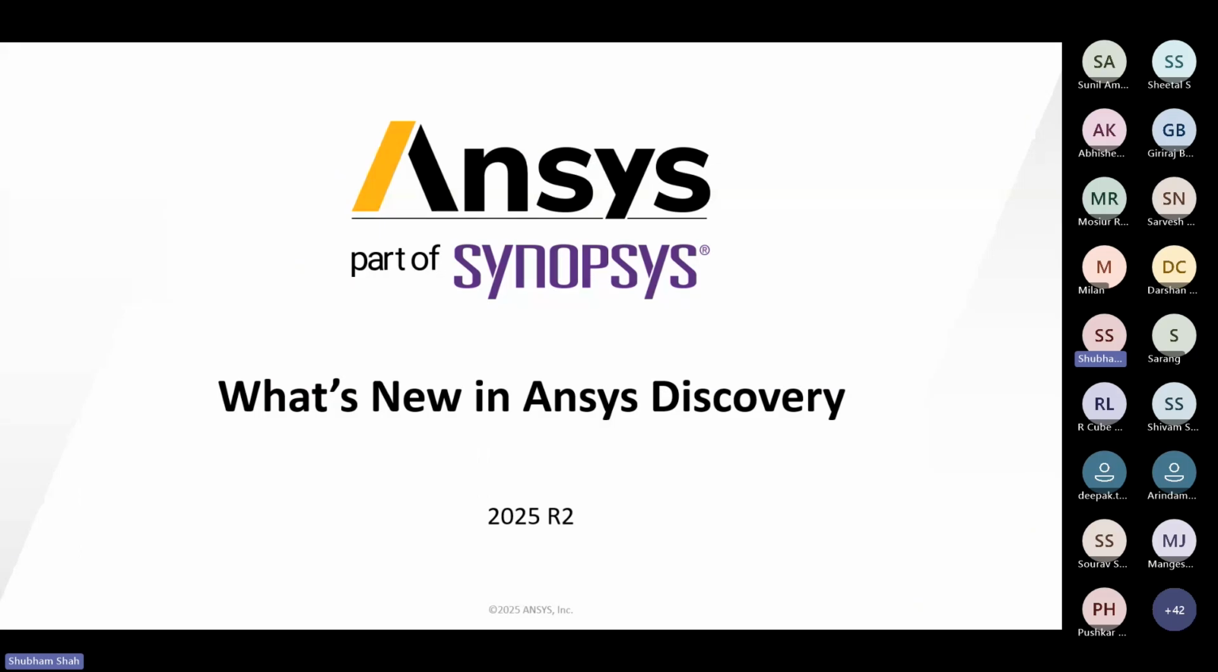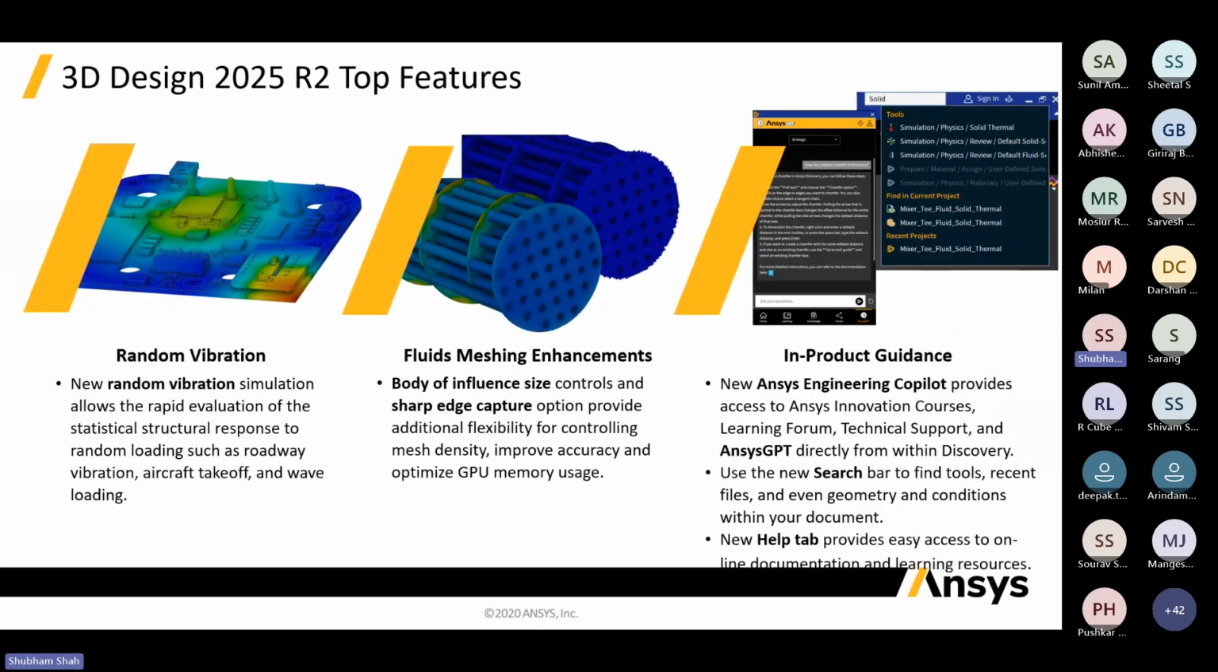Now coming towards certain latest features which are available in the latest module, 25R2, which is the recent release from Ansys. There are a few additional features added, basically from the meshing part. So body of influence is included in the CFD part. You can now capture the body of influence, and you can also capture the sharp edges.